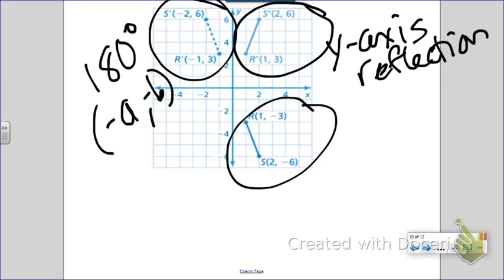For that reflection, notice what changes is the x value, or the first value, becomes the opposite in sign, and the second one stays the same.